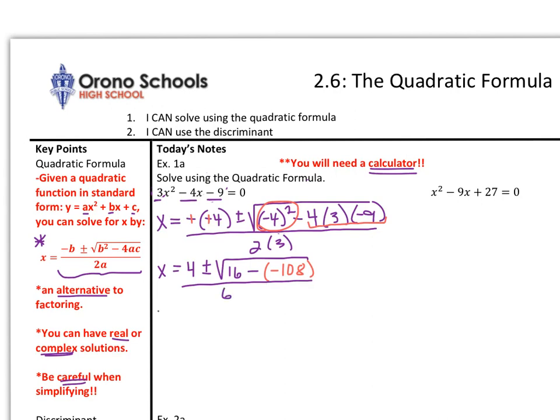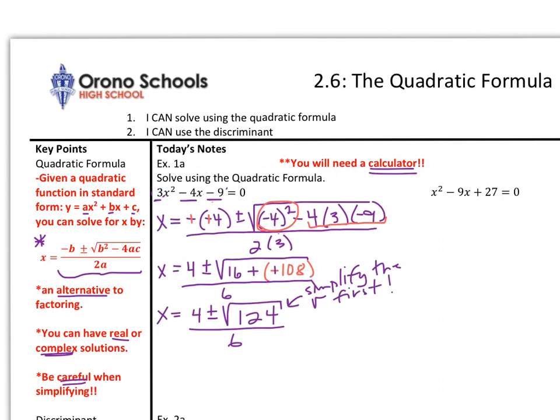All right, keep going. We still have 4 plus or minus. On the inside of the square root, minus a negative would become plus. And that means we're going to add 16 and 108. And we're going to get 124 all over 6. From here, I'm just going to give myself a little bit more room. I'm going to make my square root a little smaller. From here, we have to simplify the square root before we reduce the fraction. So simplify the square root first.